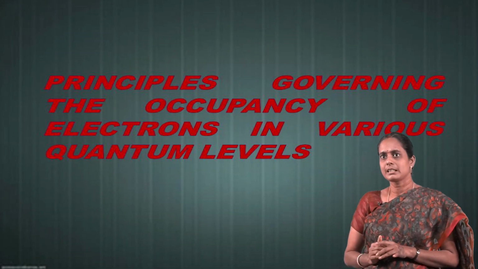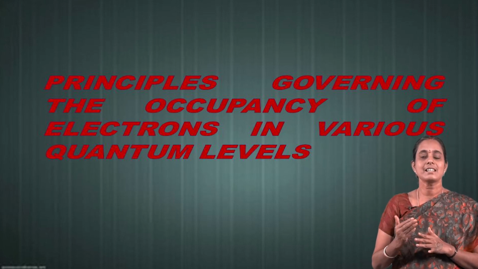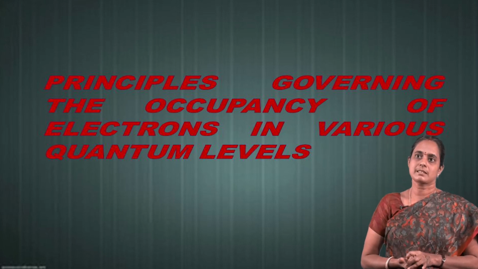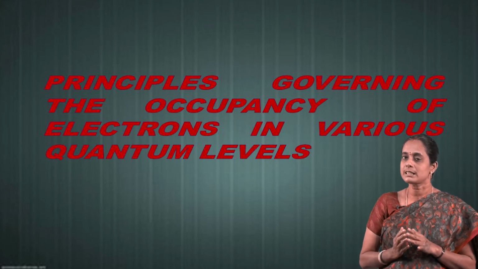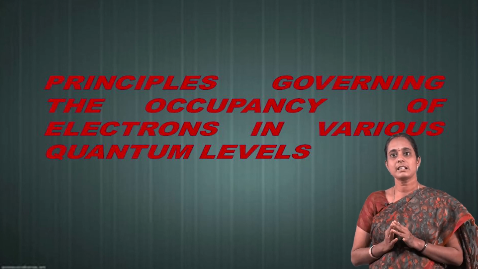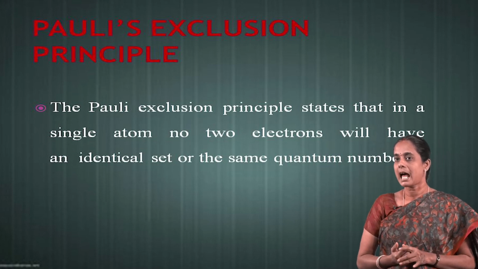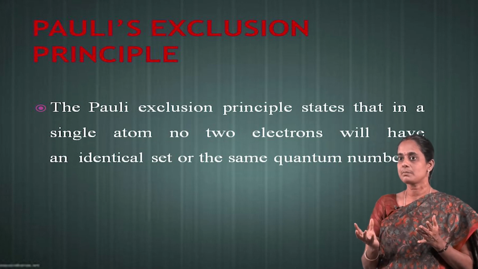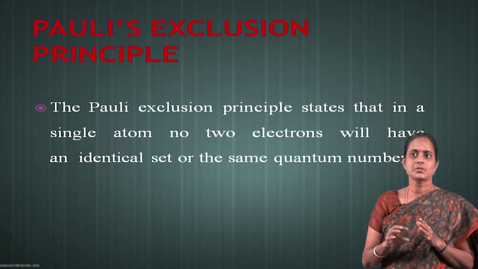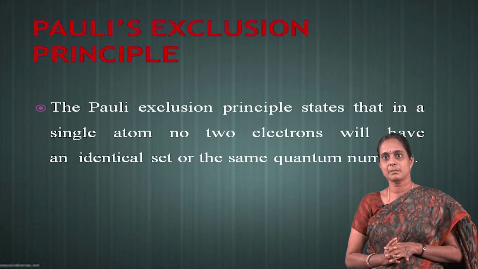Let us see the principles governing the occupancy of electrons in various quantum levels. Mainly, the Pauli exclusion principle is one of the important principles along with the Aufbau principle and Hund's rule in chemistry. The Pauli exclusion principle basically helps us to understand the electron arrangements in atoms and molecules, and it also gives the explanation for the classification of elements in the periodic table.